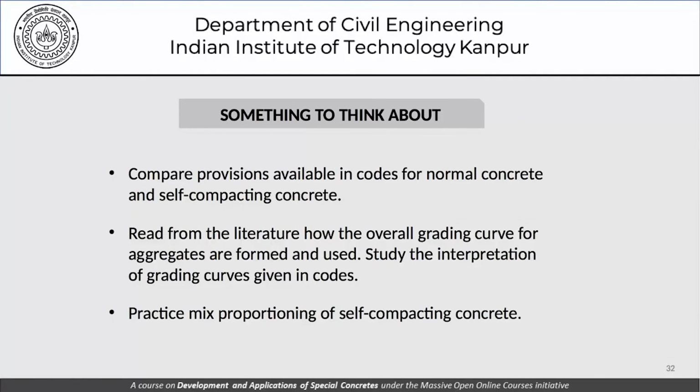This slide gives you some ideas as to what you can do. Some of these things we already mentioned in the discussion while we were talking with the different slides, but these kind of things will probably help you understand the concepts better. And with that, I come to an end of the discussion today.